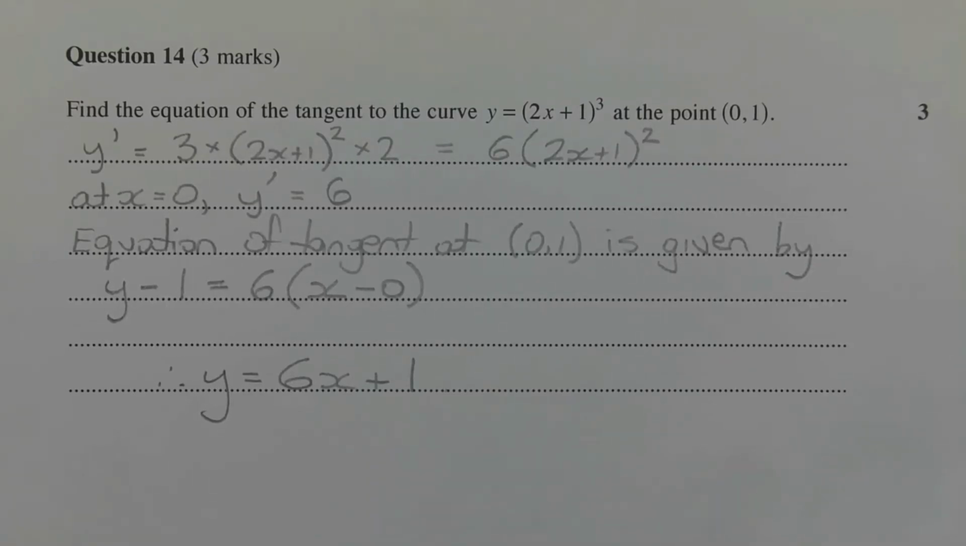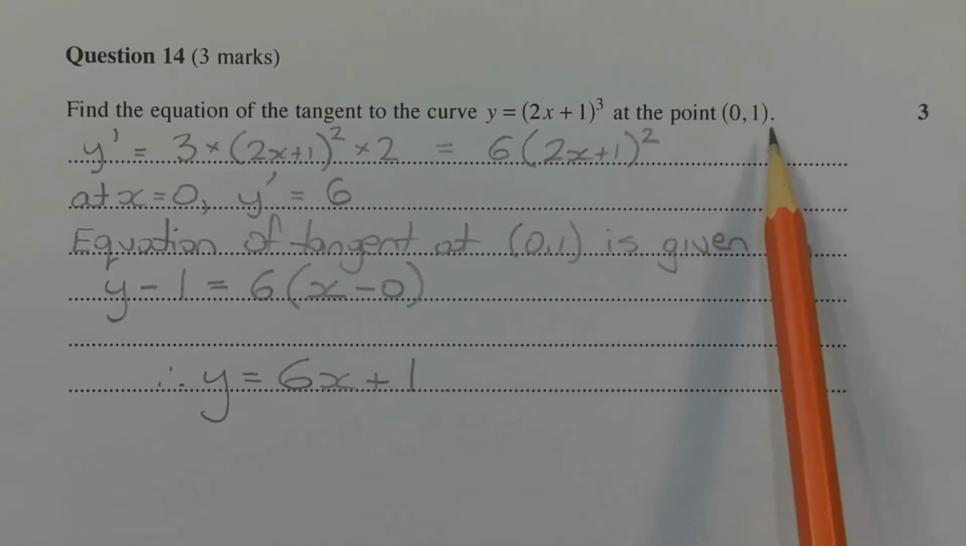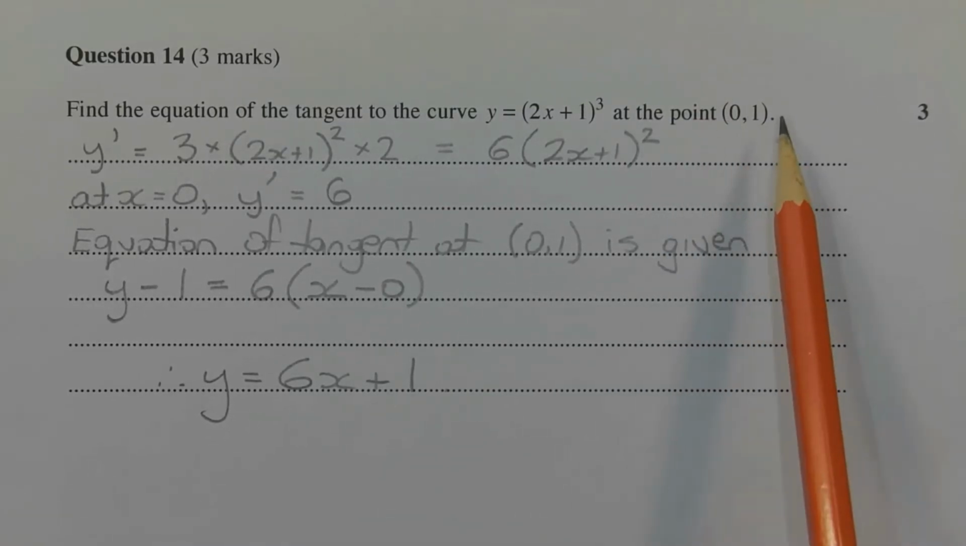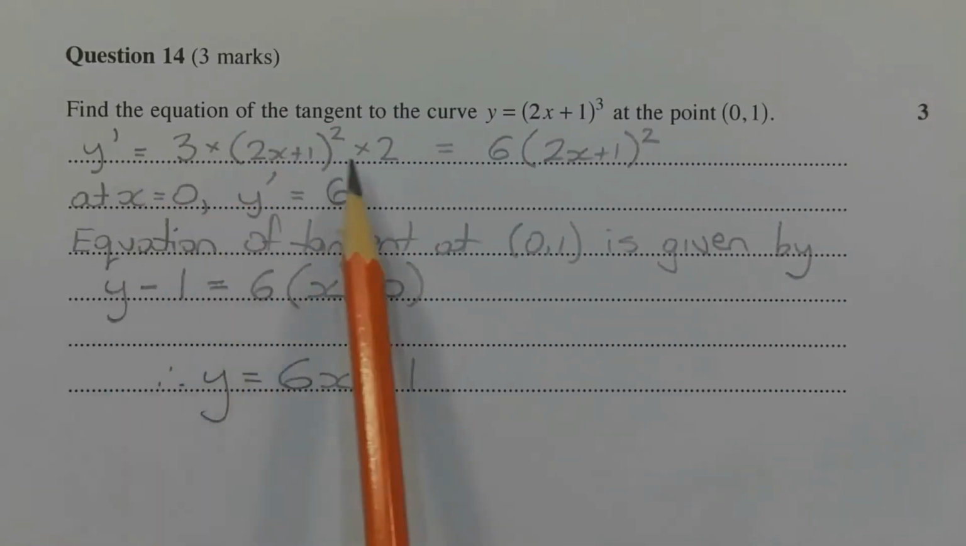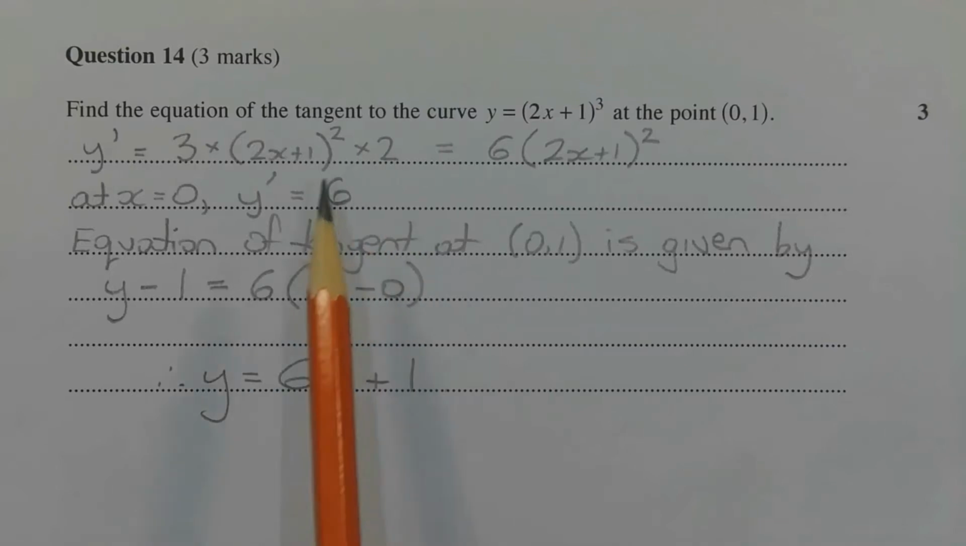The next thing we need to work out is the gradient of the tangent at this particular point, where x equals 0, y equals 1. So substituting x equals 0 into the gradient function here, we get y dash is equal to 6.